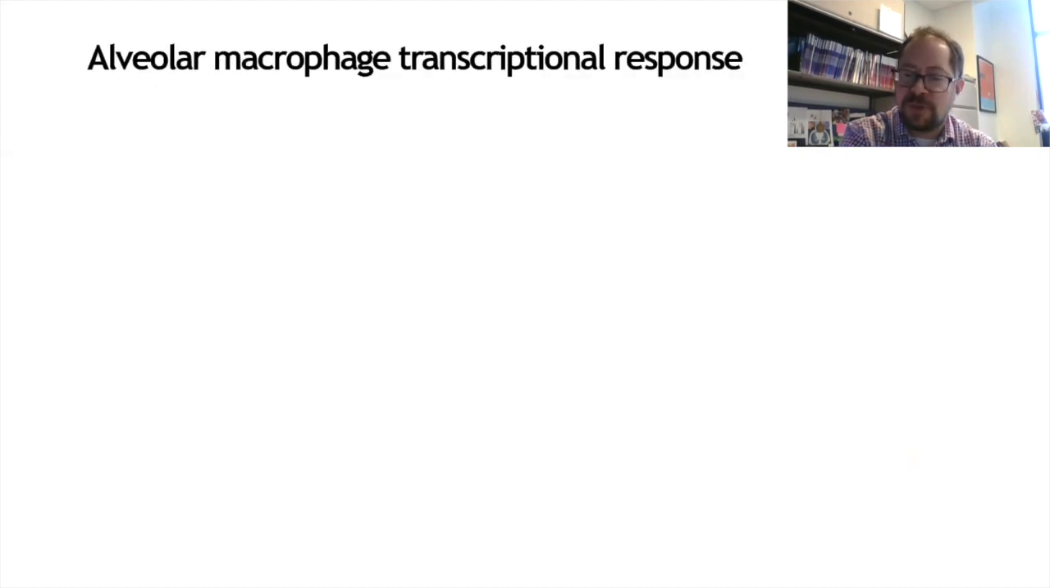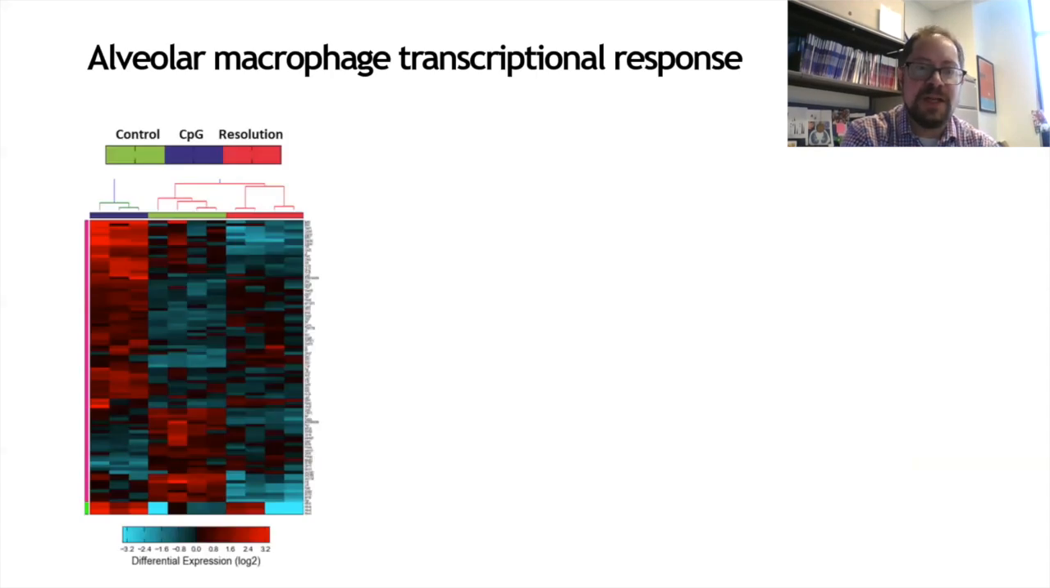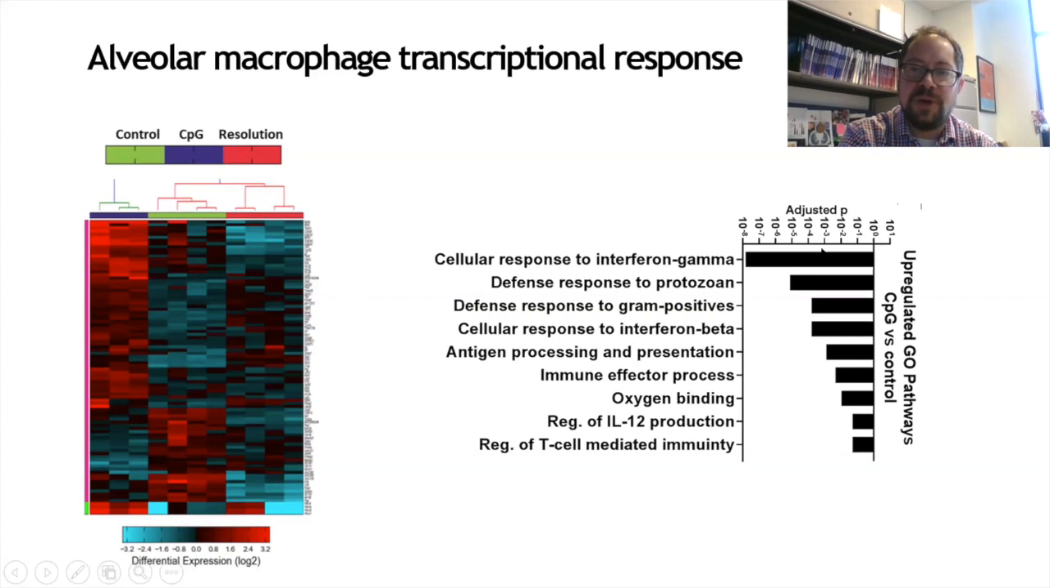If we looked at the transcriptional response in the lung macrophages in that recovery period, what we see is that initially in acute MAS, we see activation of a pro-inflammatory gene expression signature, with the most activated gene pathway being the response to interferon gamma.